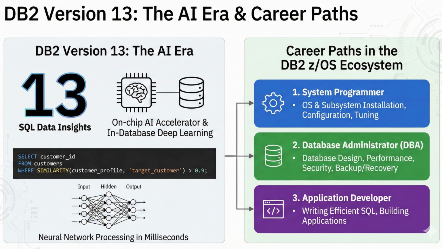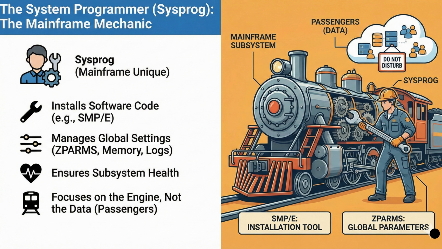If you're looking for a career in this space, there are 3 primary roles you should know about: the system programmer, or Sysprog, the database administrator, or DBA, and the application developer. Let's start with the system programmer, or Sysprog. This is a role unique to the mainframe.